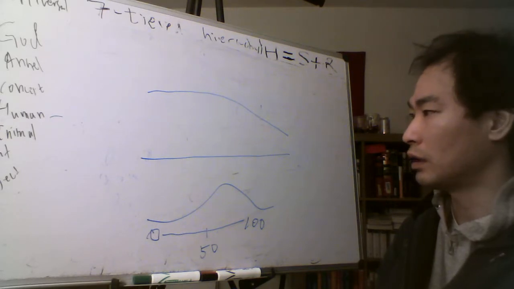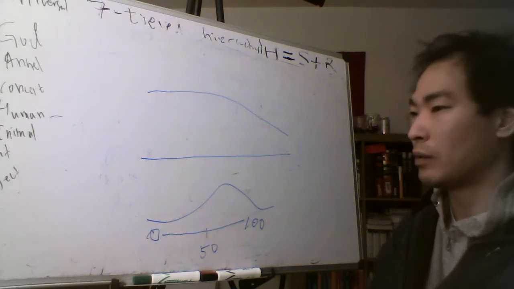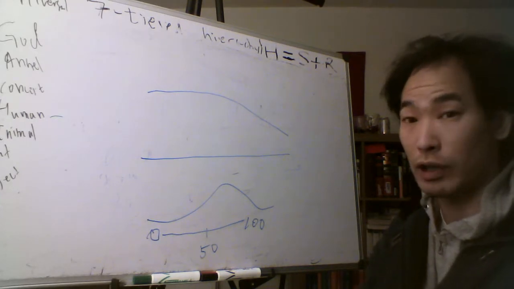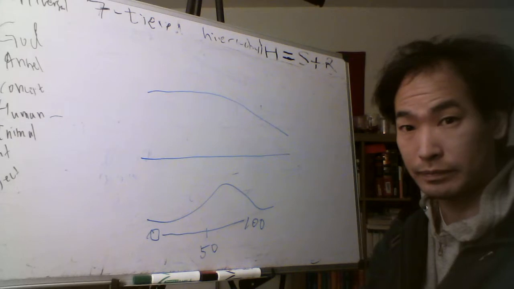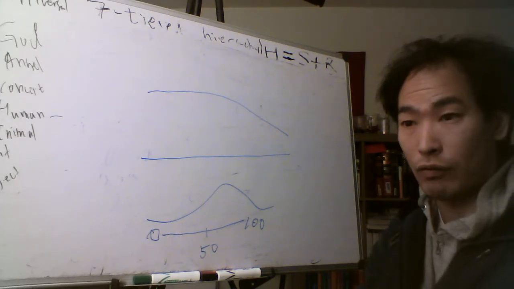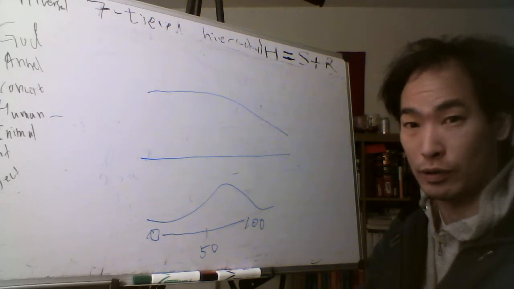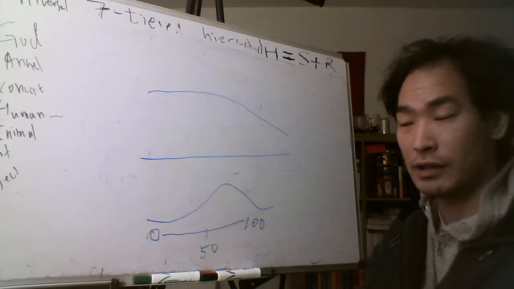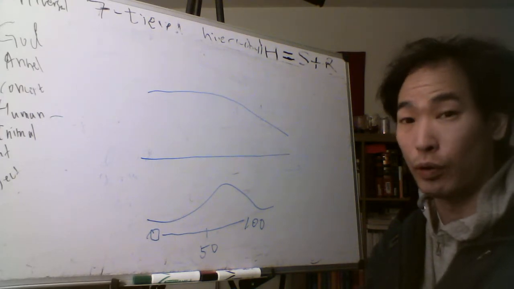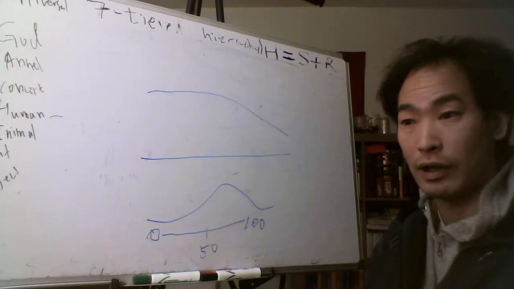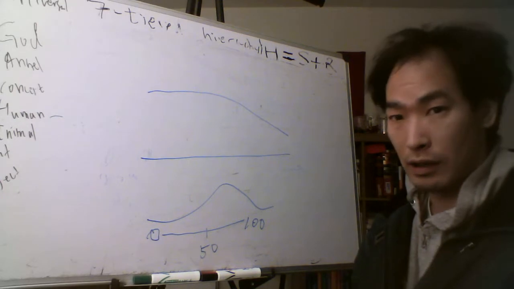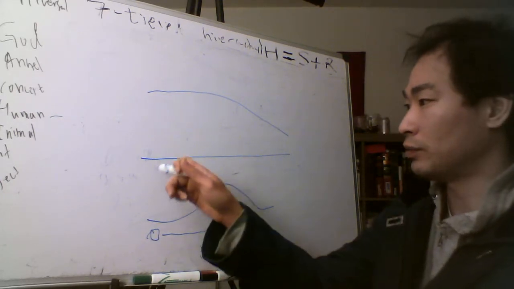So as time goes by, let's say in this island there are 100 people. Every year, one person dies and another person gets born. Every year, one person dies and one person gets born. And there are 100 people every year on this island. If that's the case, then it should be flat.